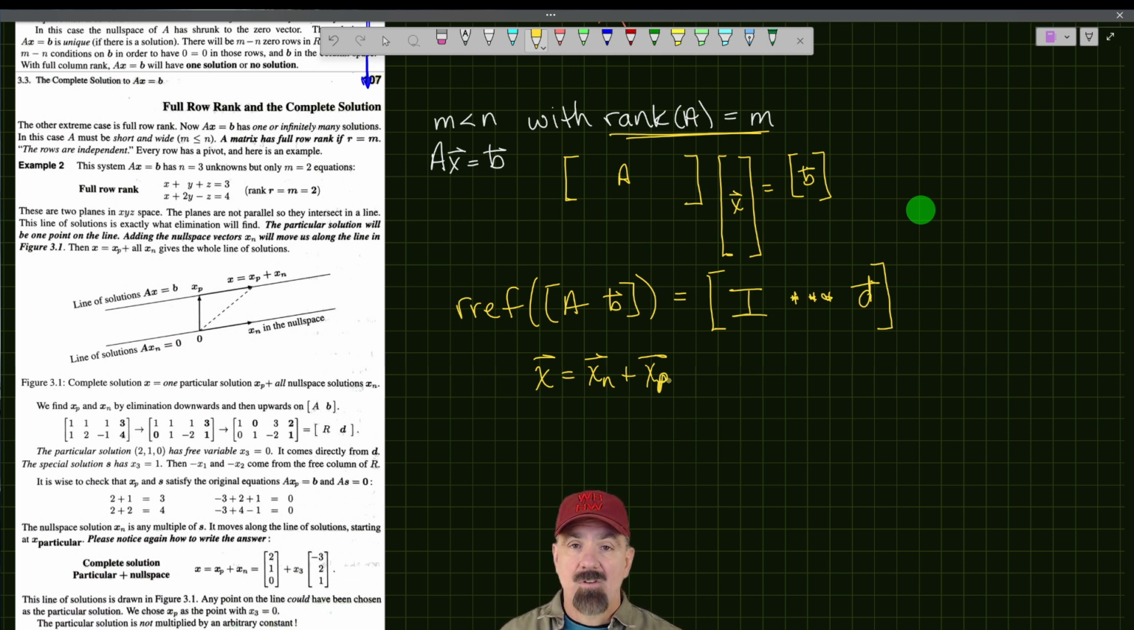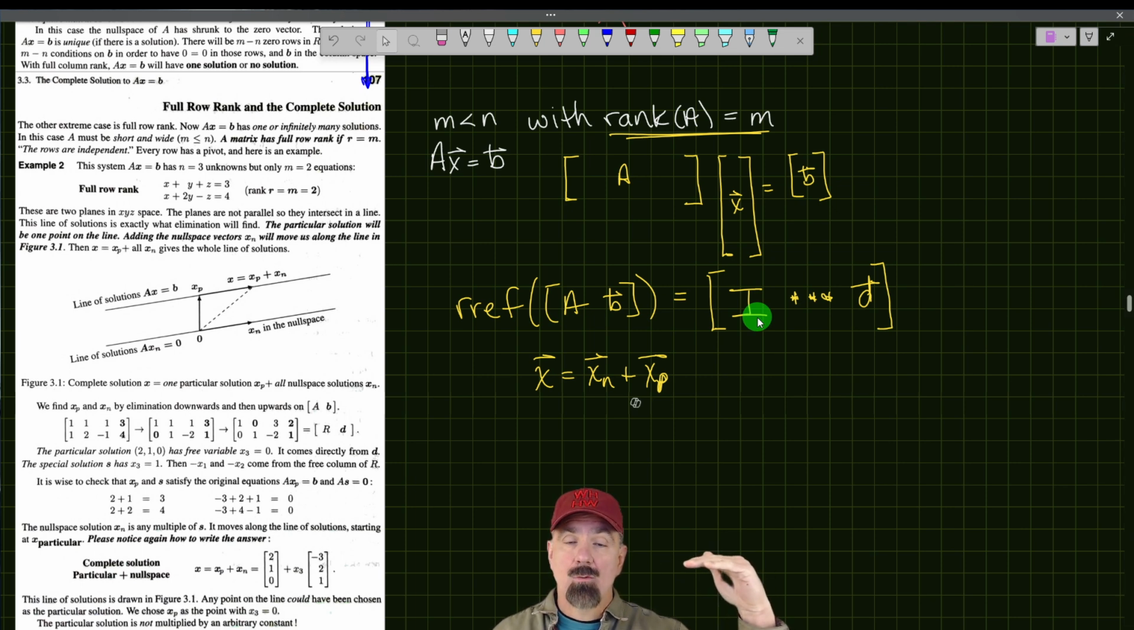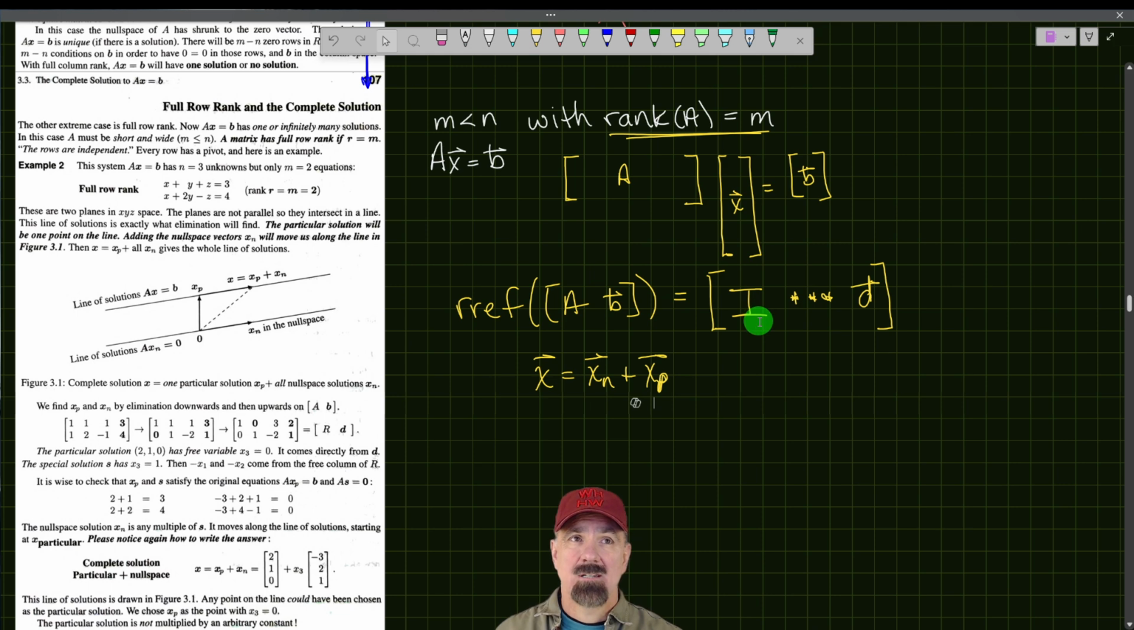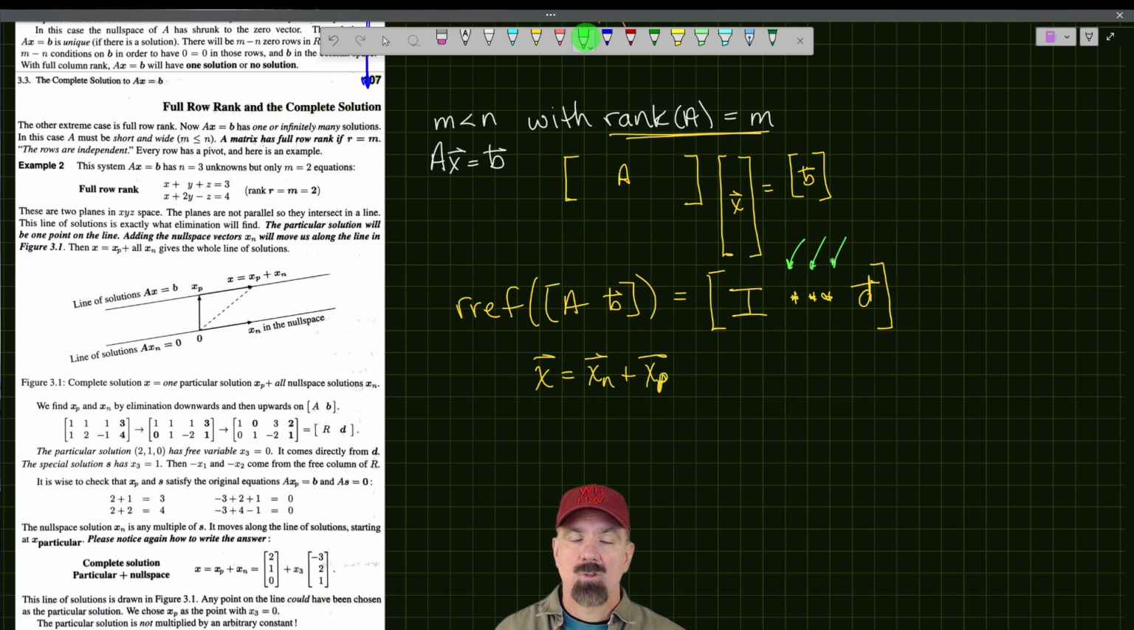Well, first of all, we know the system has to be consistent. We have all of the linearly independent vectors in the columns of A that are required to build any B vector, so we know the system's consistent. Moreover, we have free variables. Every one of these extra columns beyond the identity is associated with a free variable. We know that's the way it's going to work out.